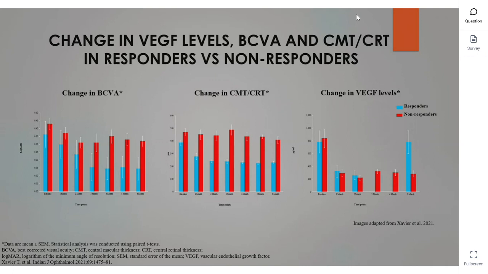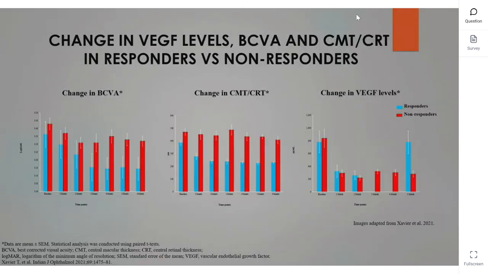Now, when we categorize these patients into responders versus non-responders at the end of 6 months, by using the 3 criteria that I mentioned before, you can see the change. The blue is the responder, and the red is the non-responder patients. You can see that the visual acuity was worse in the non-responder, and in the left graph, you can see that the visual acuity improved, but the improvement of visual acuity in the responders was much, much more rapid than the non-responders.